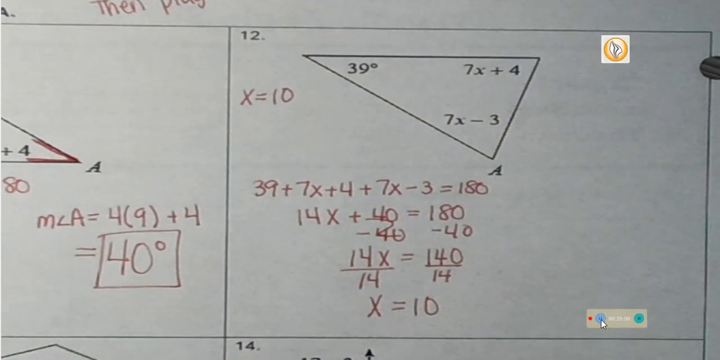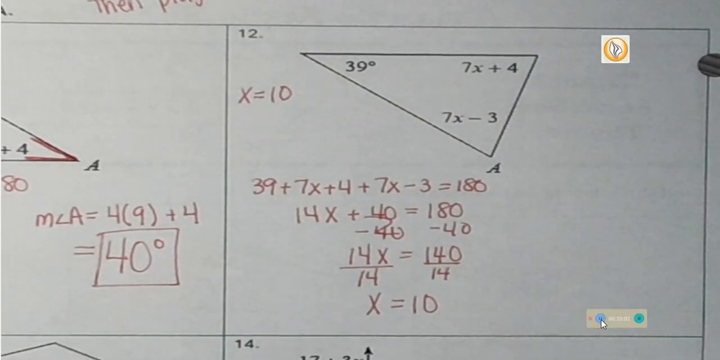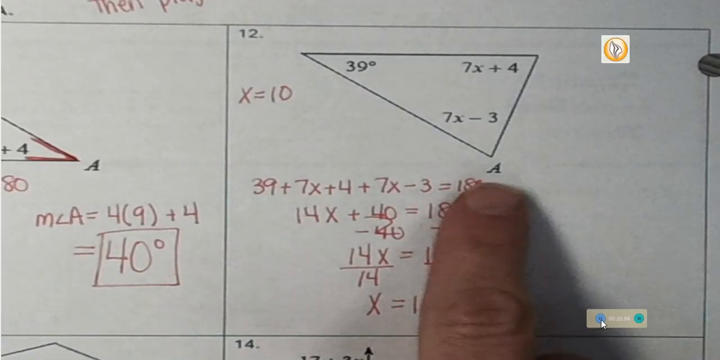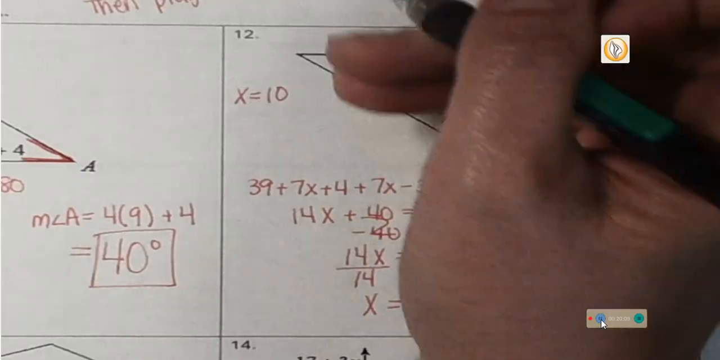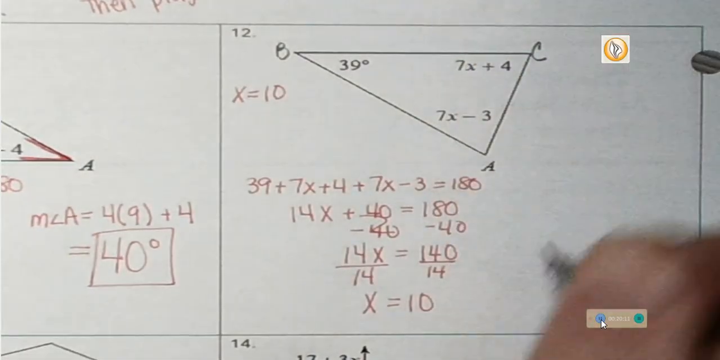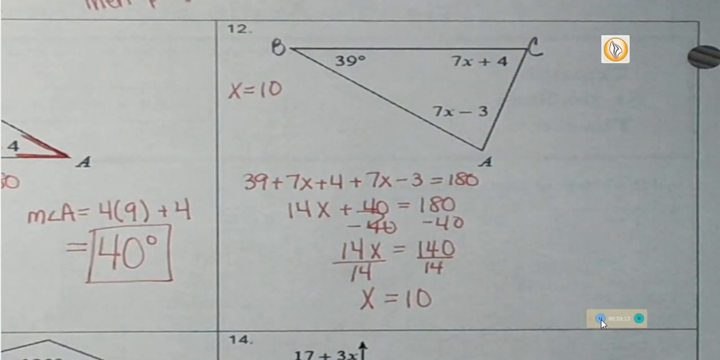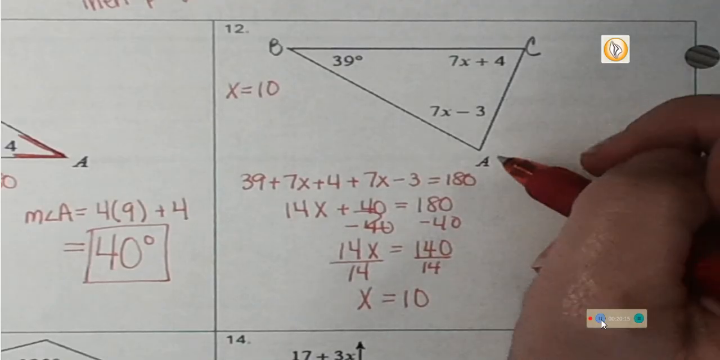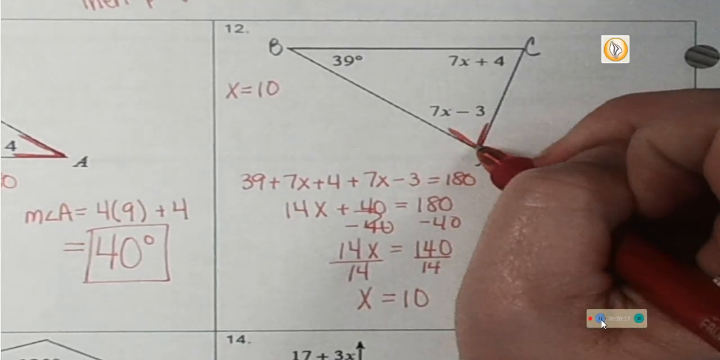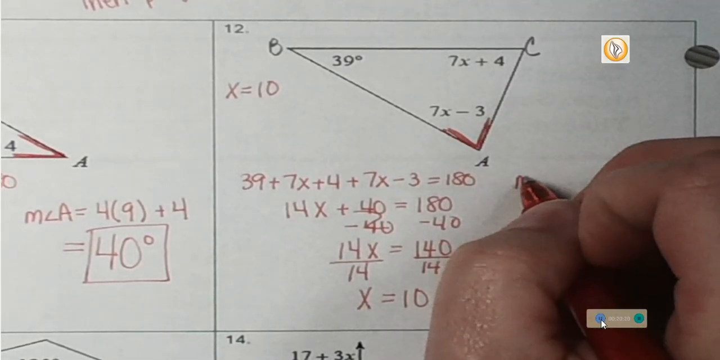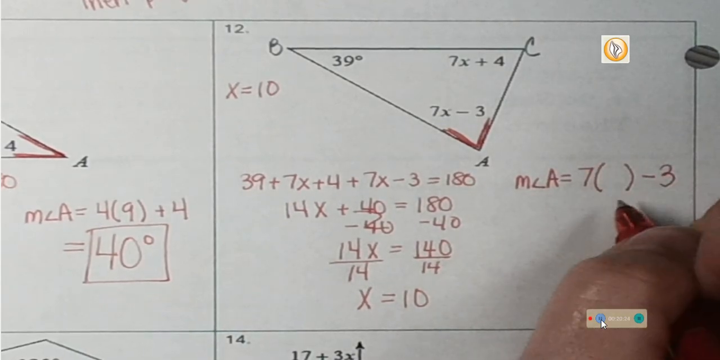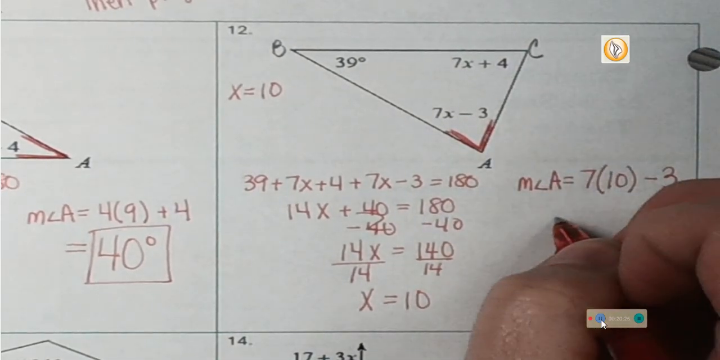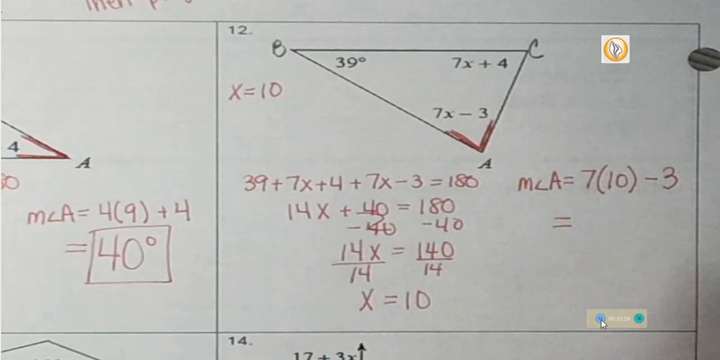But x equals 10 is not what I asked you for. Now, I was really sweet to you on these problems, and I only gave you one angle. I could have named this every angle, B, C. How would you know which one I wanted? You got to go with the name. I said find me the measure of angle A. So because this is angle A, you now know that you plug in to 7 times x minus 3, and x is 10. What is 7 times 3 minus, or 7 times 10 minus 3?